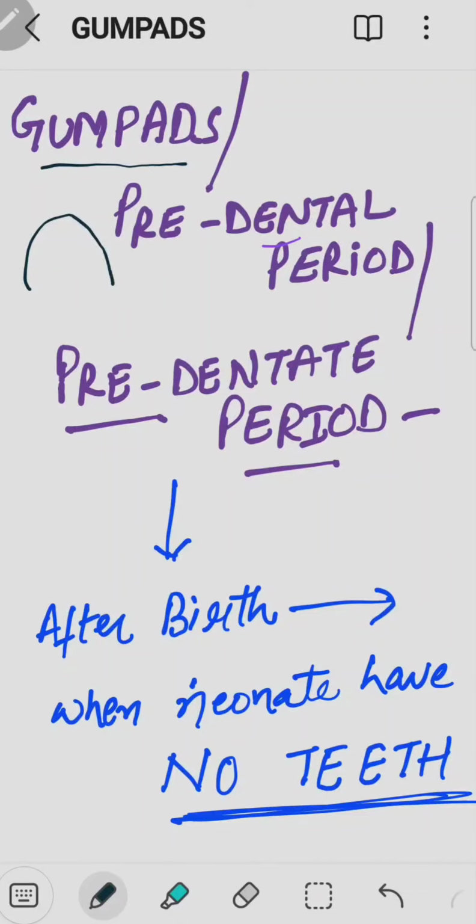Now, why is this called the pre-dentate period or the predental period? Because the gum pads are present before the teeth erupt into the oral cavity. As we all know, the deciduous teeth start erupting into the oral cavity at the age of 6 months. So from birth until the time when no teeth are present in the oral cavity, that particular period is called the gum pad occlusion or the predental period.